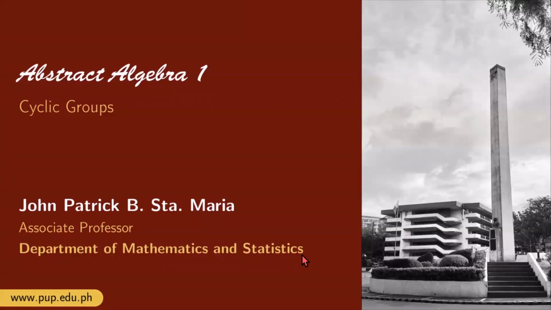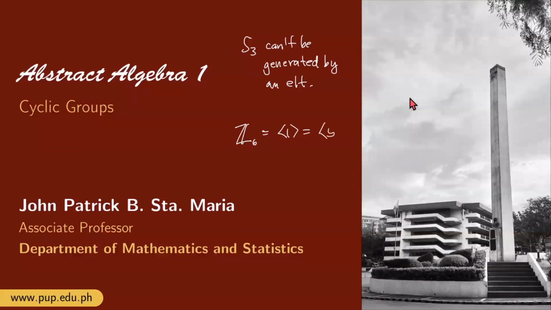Alam nyo, di ba kanina, sometimes there are cases when your group may be generated by a single element, and that is an occasion that doesn't happen all the time. For example, S sub 3 can be generated by a single element, but Z sub 6 can be generated by 1 or by 5. Nakita nyo naman yan. In group theory, whenever a group may be generated by a single element, that's very nice.